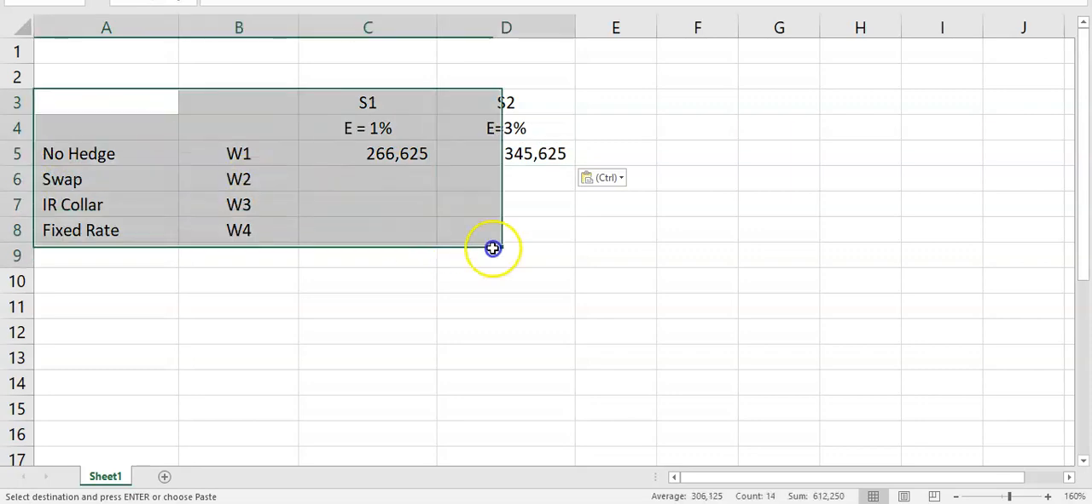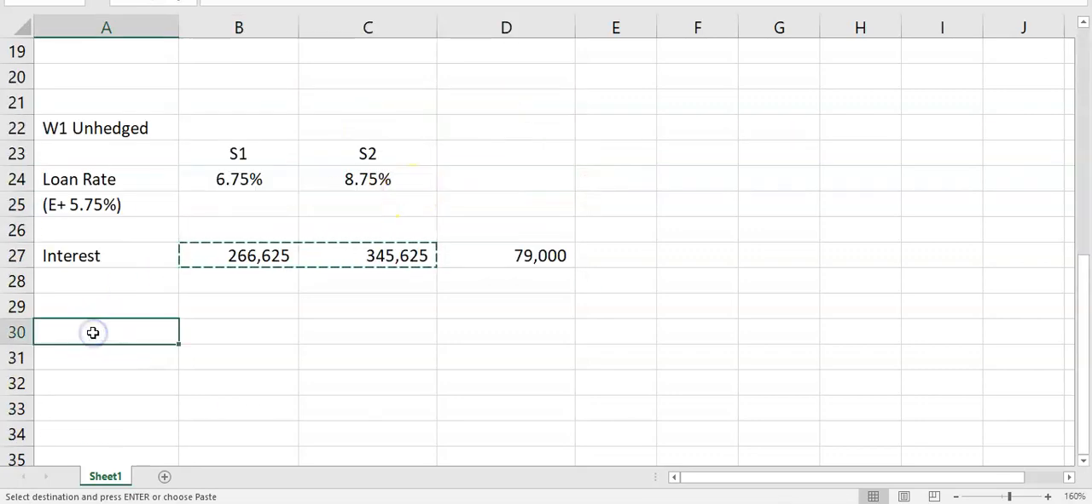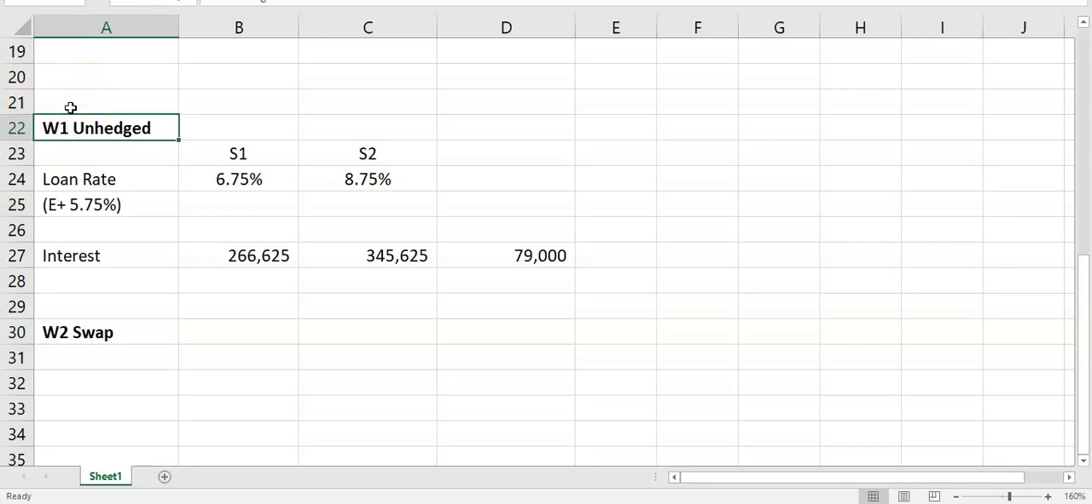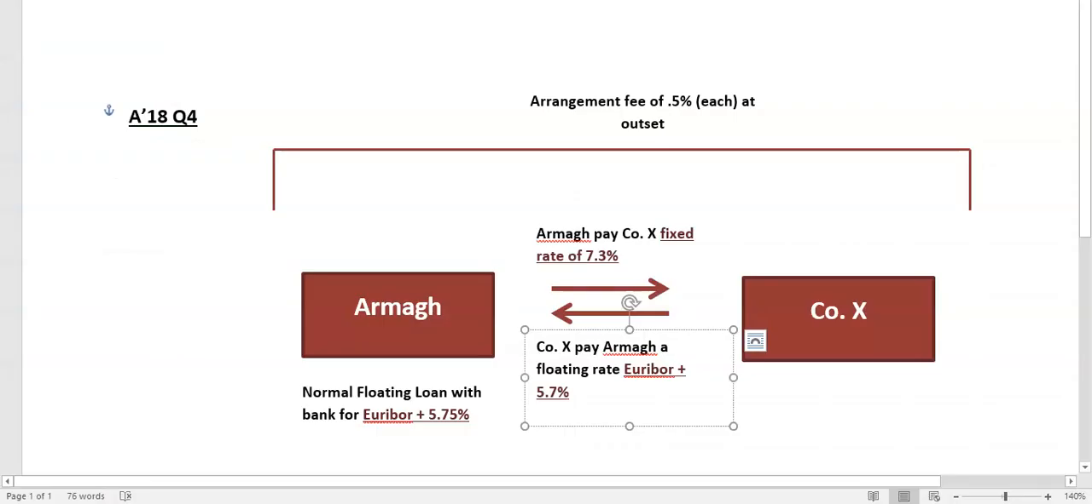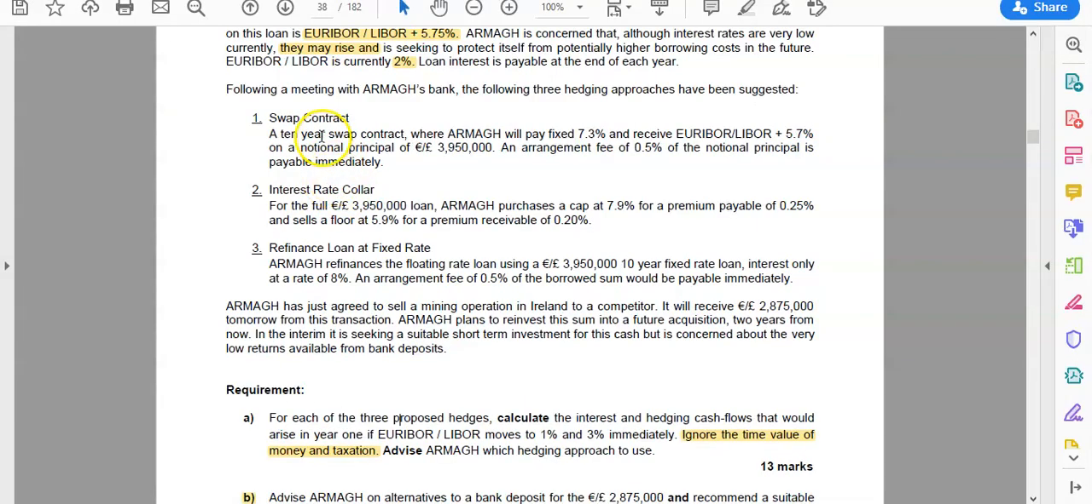So nice layout like that. Your second one then is the swap. Now the swap working too, I often tell students the best way to do a swap is to draw it out. So I'm going to show you a diagram that you can download from the website to see how I would draw the swap to get an idea of what happens. So we're told in the question, there's a 10-year swap.